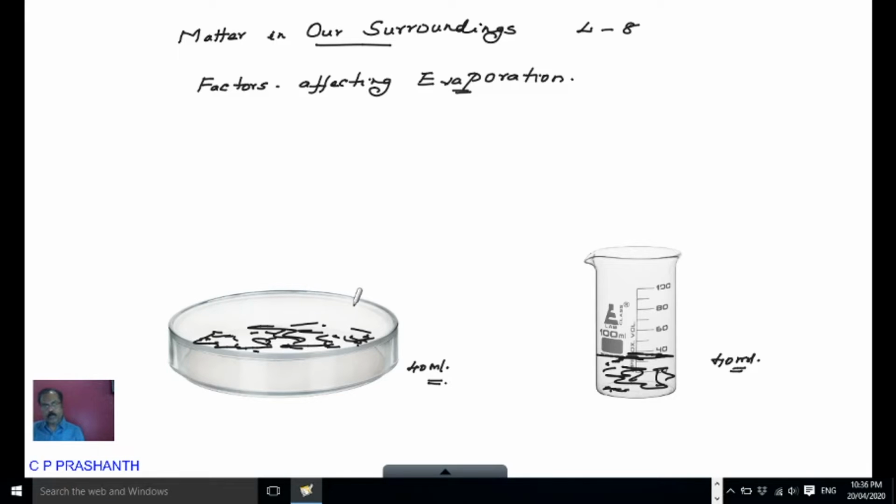Now the question is, will there be any difference in the rate of evaporation between these two? Will the rate of evaporation be the same or different? Rate of evaporation means the speed of evaporation. It's the same amount of water. The only thing is they are taken in two different containers. What do you think? Will the rate of evaporation be the same or different?